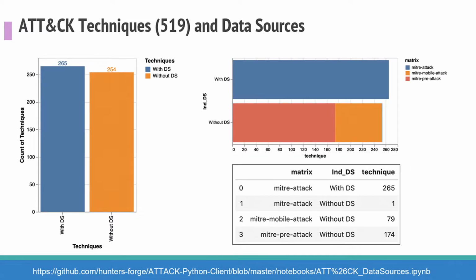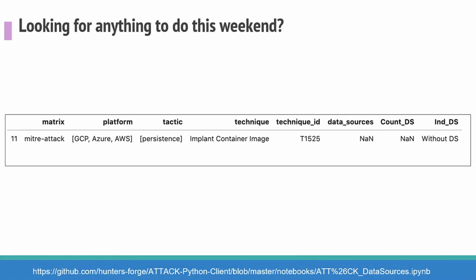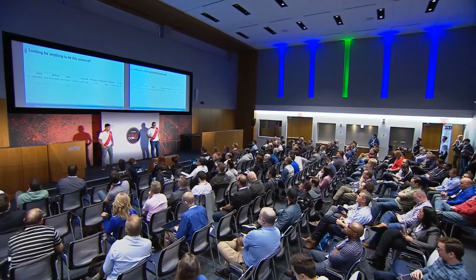Now, if we split this information by matrix, right, we can see that in the enterprise matrix, we only have one technique without data sources. And this is cool because last year, in the same slide, we had 4 techniques. So that means that people are contributing to ATT&CK, but we have one more. Yeah, so there is one that you can just go back this weekend and start working on if you want to contribute back. So yep, right there, that's the one you need.